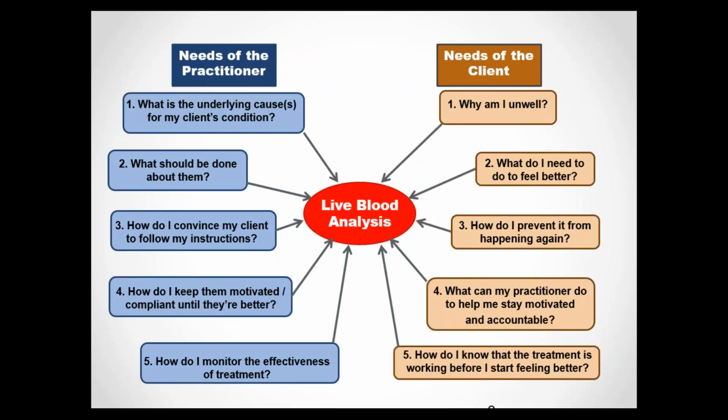Because nothing is really added to the blood, we can assess the arrangement, the shape and the size, and the overall health of the blood cells, and we look for indications of imbalances in the body.